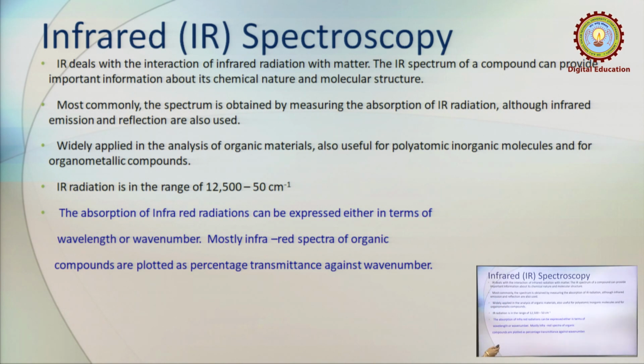Widely applied in the analysis of organic material, it is also useful for polyatomic inorganic molecules and for organometallic compounds. IR radiation is in the range of 12,500 to 50 per centimeter. The absorption in the IR region can be expressed either in terms of wavelength or wave number. Mostly, IR spectra of organic compounds are plotted as percentage transmittance against wave number.